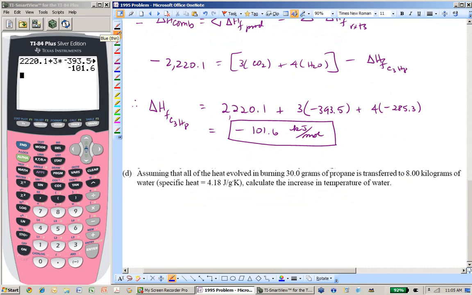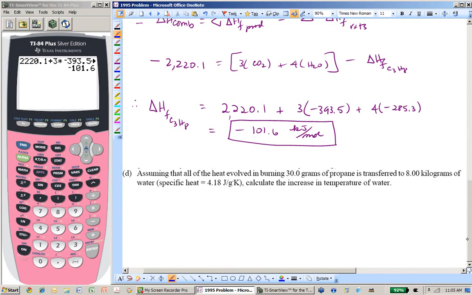Okay, now what do I want? Now we're going to have some more stoichiometry fun, I think. Assuming that all of the heat evolved in burning 30 grams of propane is transferred to 8 kilograms of water with a specific heat, I feel Q equals MC delta T coming on, of 4.18 joules per gram Kelvin, calculate the increase in the temperature of the water.